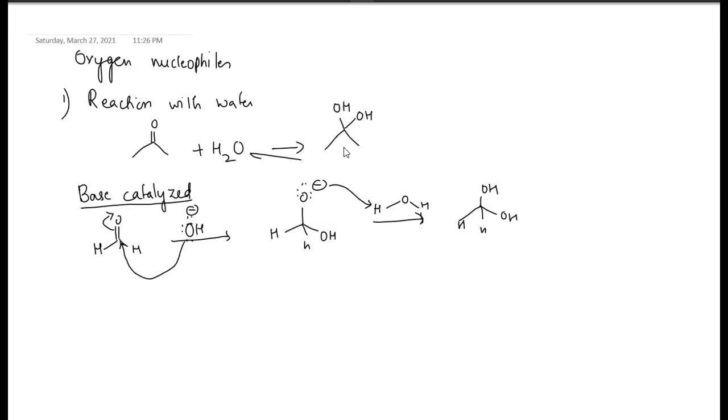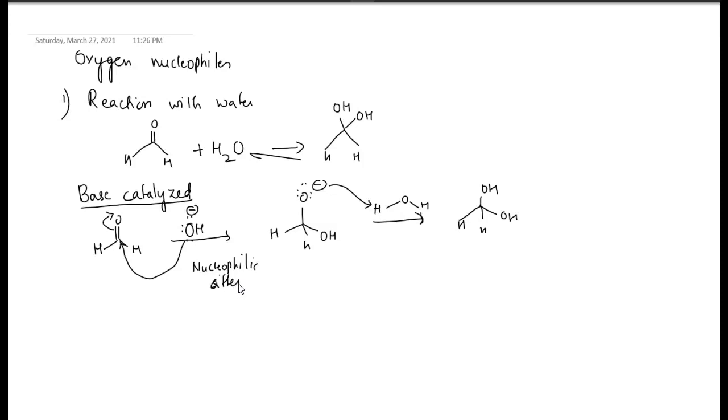Overall, the process is where you have, let me put hydrogens here. Okay, so overall the process is where you get two OH groups on the carbon atom, and the mechanism can be base catalyzed or acid catalyzed. This one we are showing as base catalyzed. First step is nucleophilic attack.